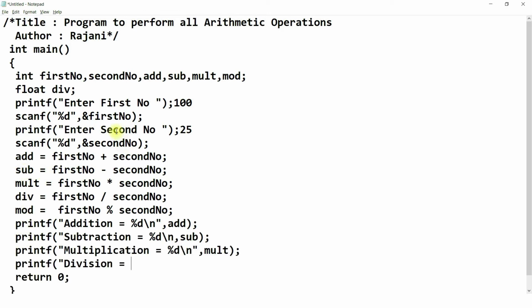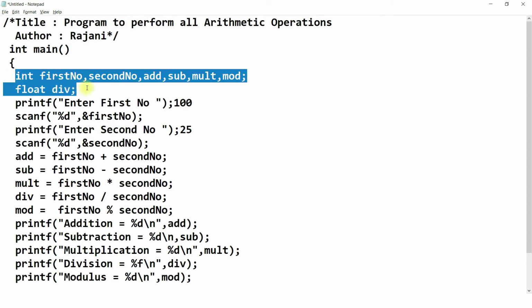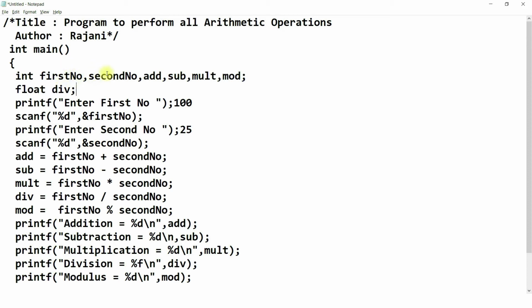The result of the division is a float value, so we need to use the format specifier percentage f. We know that this is the declaration part. In the declaration part, the memory will be allocated for these variables and its initial value is not given, so its initial value will be garbage value. Let's see the memory representation for these variables.